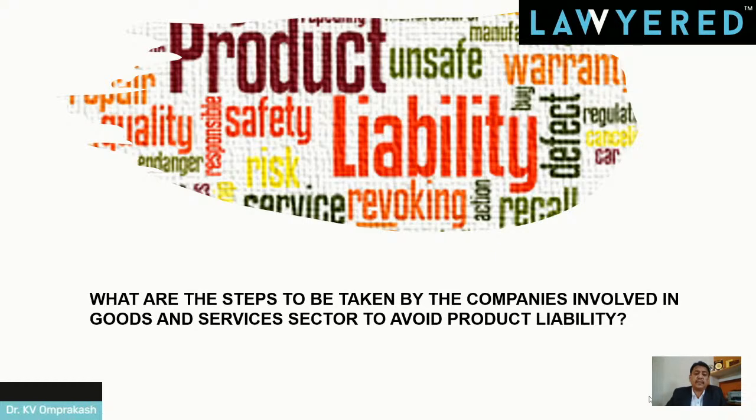Now, when it comes to the steps by the companies involved in goods and services sector to avoid product liability, what are the steps? So, mainly these companies have to make clear warranties, disclaimers, and what the product actually warrants, what is not covered in the warranty.